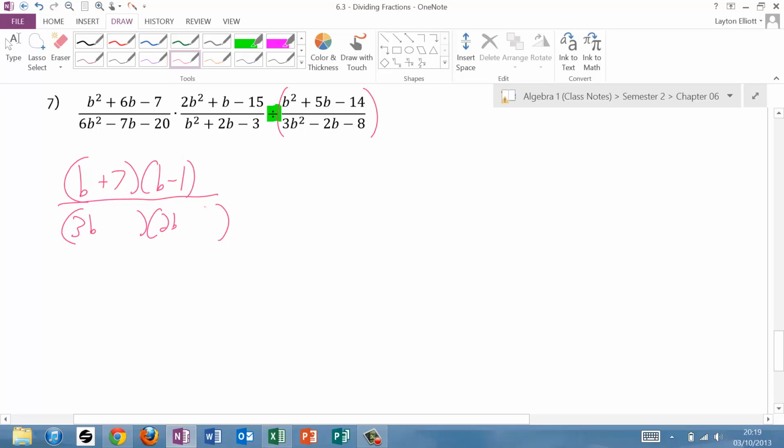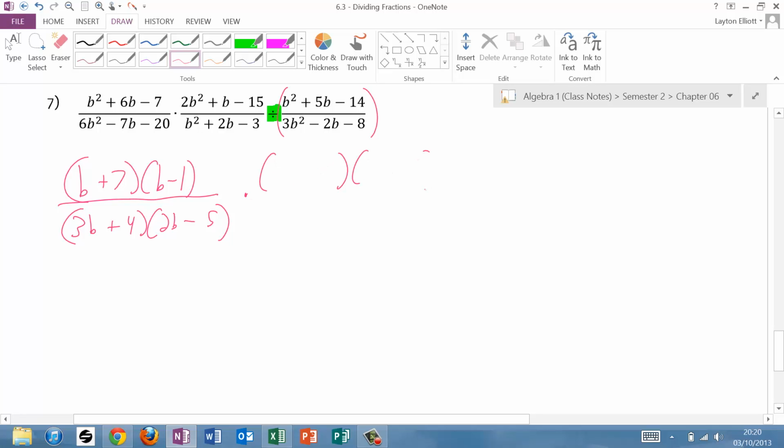20, I can do, let's see, I can do 5 and 4. 5 times 3 is 15, and 4 times 2 is 8, and that differs by 7, so I'm going to want it to be negative 15 and positive 8. That was a lucky guess, because that's a lot of trial and error, but as we keep moving on, watch how we can use that to our advantage.